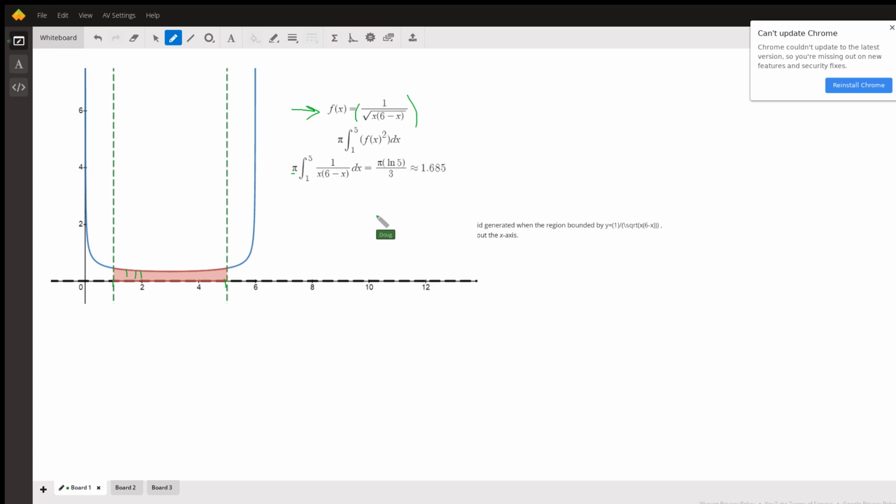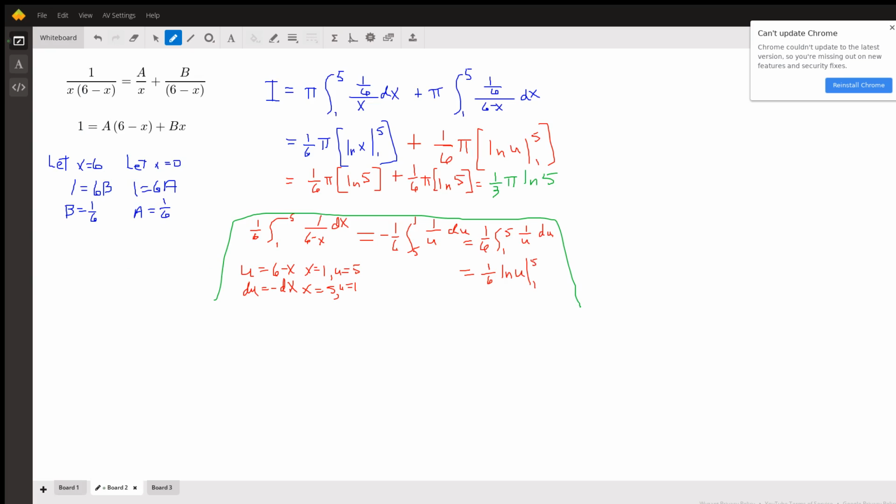Now the directions say, add a title, partial fractions. Where do they come in? This is the answer. Let's see how we get it. If we go to board 2, there is what we want to find the antiderivative for right here. And so we have to break this apart using partial fractions.